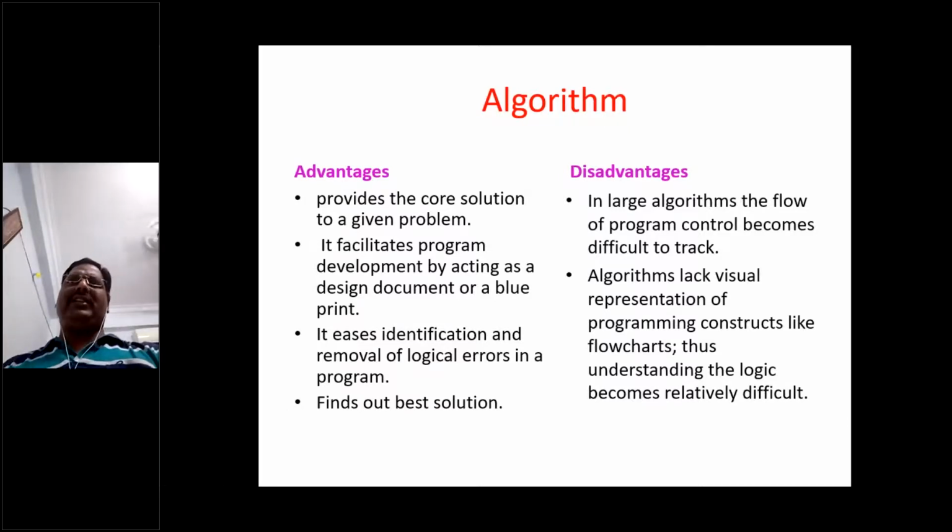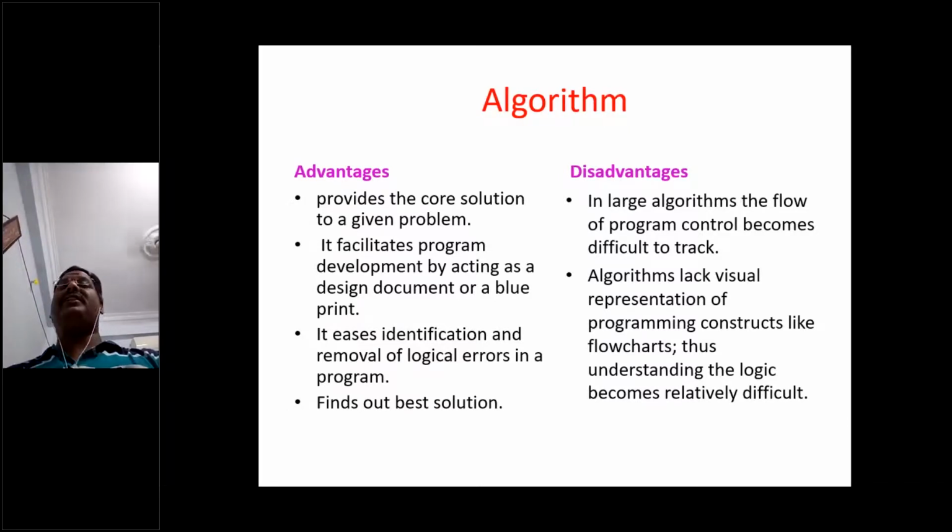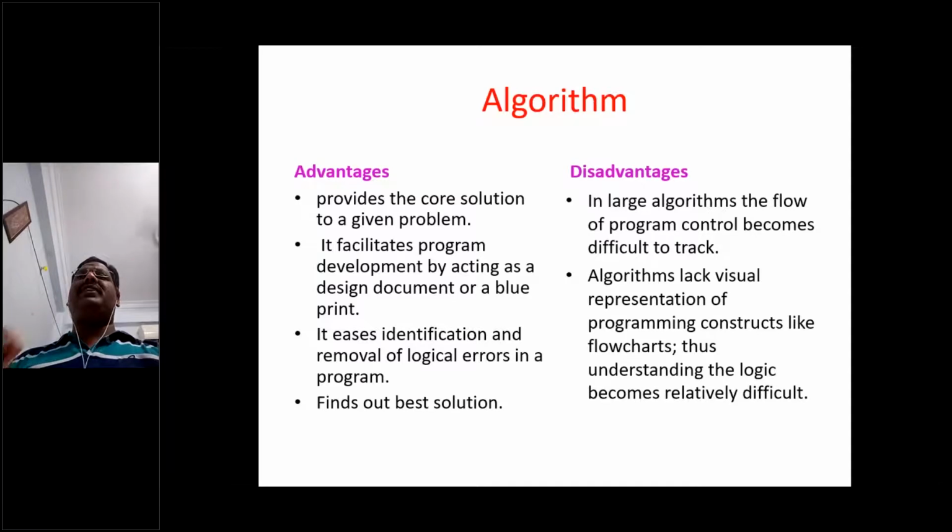And the next one here is lack of visual representation. What is the meaning of visual representation? The meaning of visual representation is nothing but symbolic languages, right? If it is a symbolic object, that means we simply call it symbolic language, and you can use it.